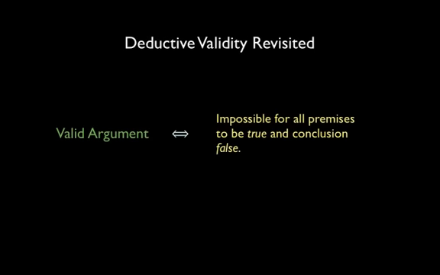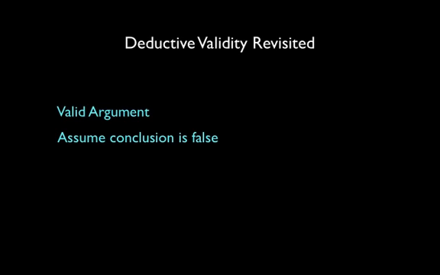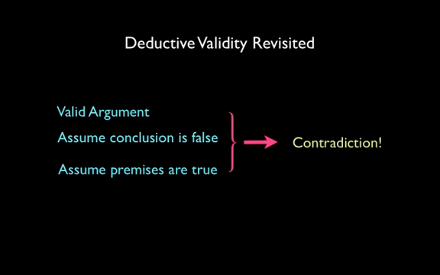An argument is valid just in case it is impossible for all of its premises to be true and its conclusion false. So if an argument is valid, and if we assume that the conclusion is false and that all the premises are true, we will be forced to accept a contradiction. Here's how this technique is used.